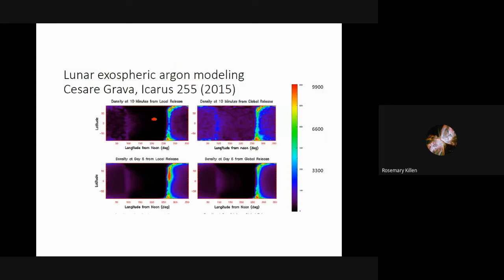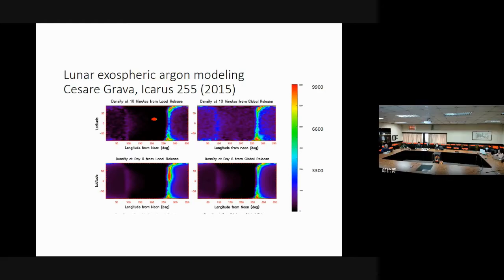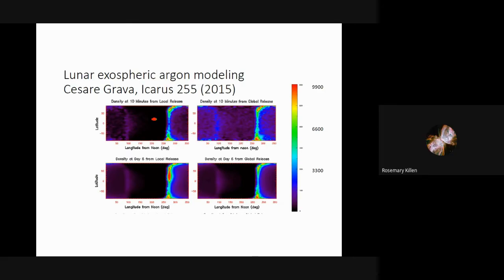Okay, next slide. So Cesare actually modeled what it would look like if you had a sudden enhancement of argon at a particular time and place, which is the top slide on the left. You see this big red spot, and that is a surge of argon, and he modeled where it would go and how it would evolve over time. At first it's a little bit blotchy, and then it diffuses out, and he has many more slides that show that the argon diffuses until you get the normal pattern that we saw before. Okay, next slide.